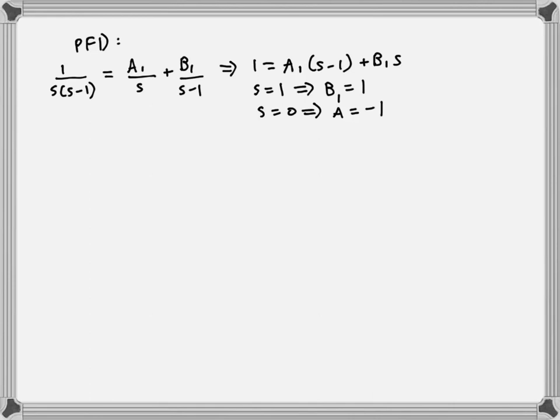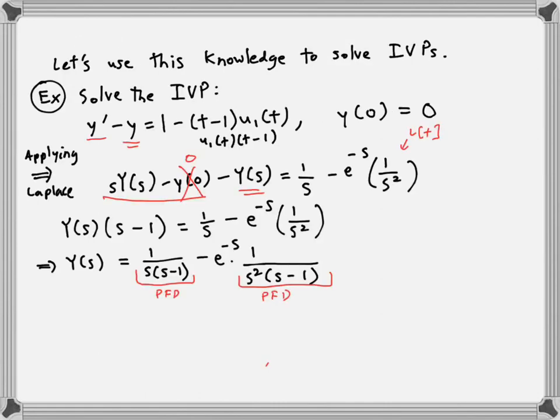Okay, so we're done with our first partial fraction decomposition, and let me go ahead and write down what that means. This means that this is equal to, remember we got negative 1 first, so it was negative 1 over s plus 1 over s minus 1. So we got those two. And then I'm going to put this one down, e to the negative s times.